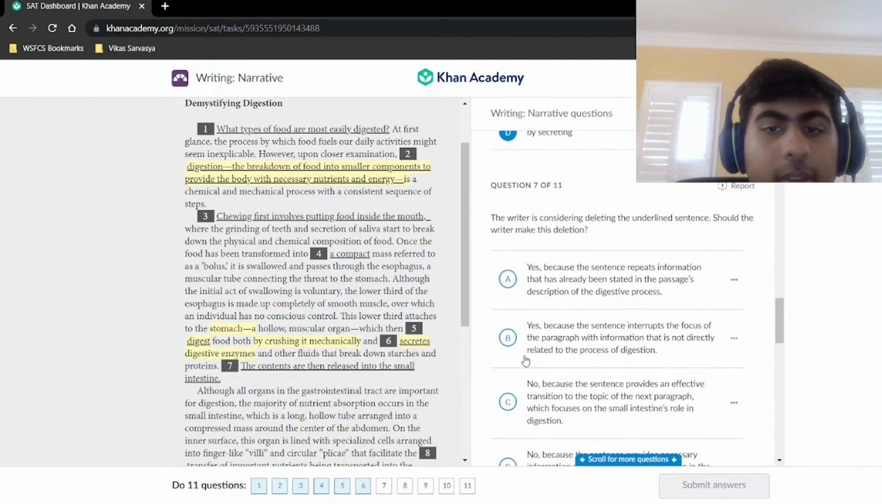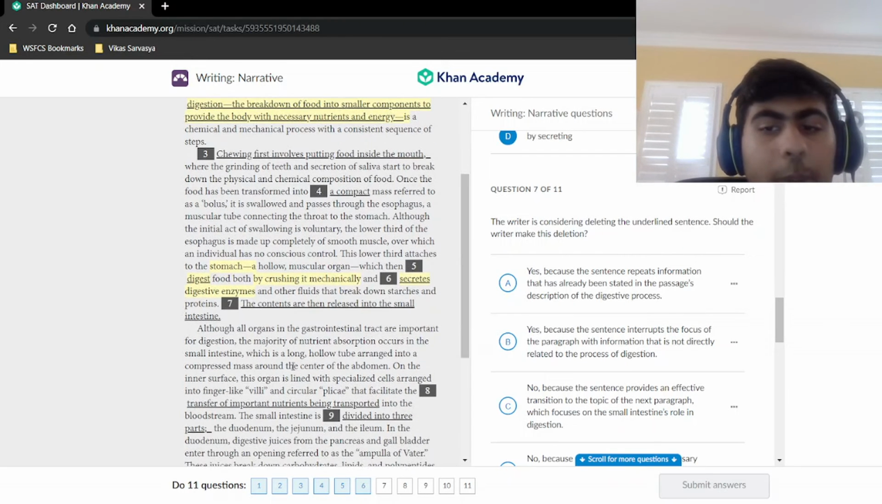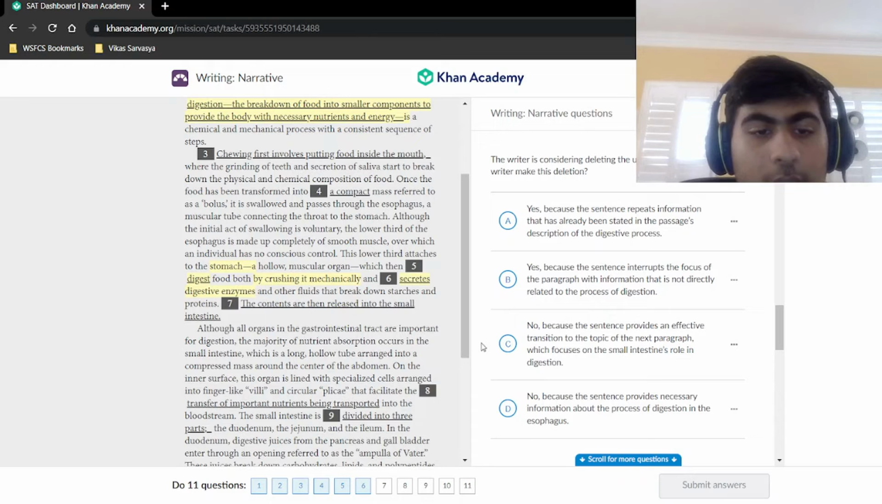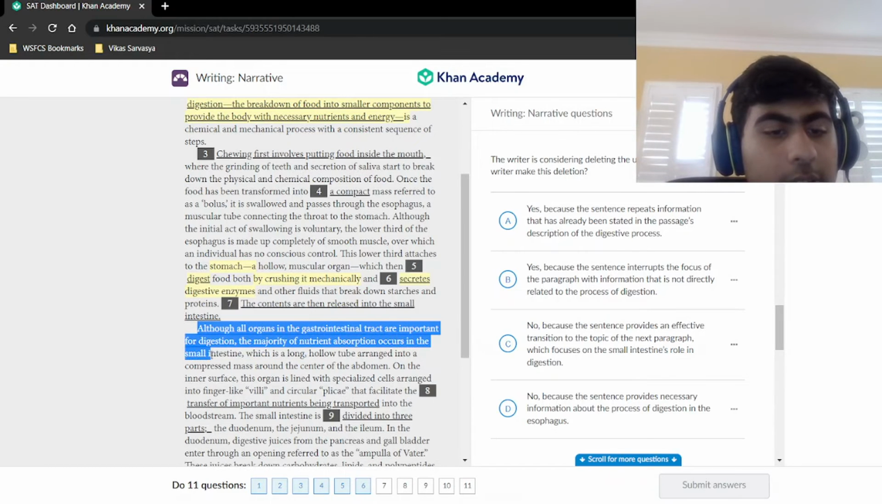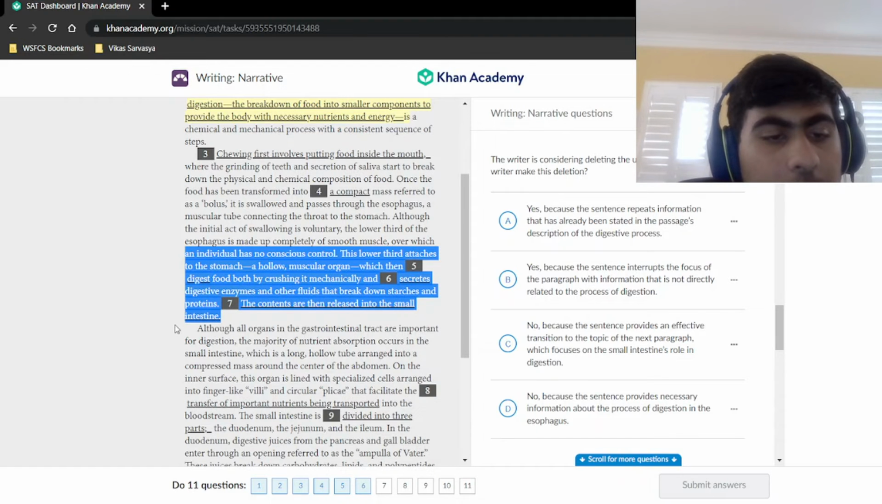And then we have the last sentence here. The contents are then released into the small intestine, and we're trying to decide whether to get rid of the sentence or not. Let's see. The next sentence, like the first sentence right here, talks about the small intestine and what the small intestine does. So really, this is just a transition between the mouth and stomach part, and then moving into the intestine. That's what's going on right here. Right, we're going from the preliminary steps in digestion to actually getting the nutrients down.